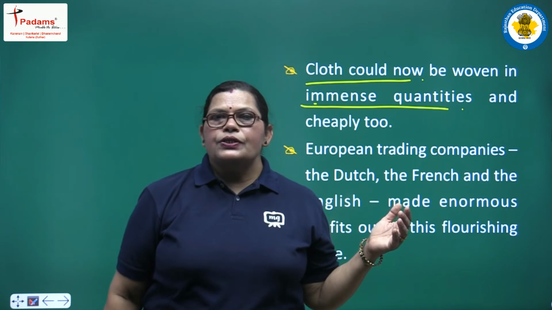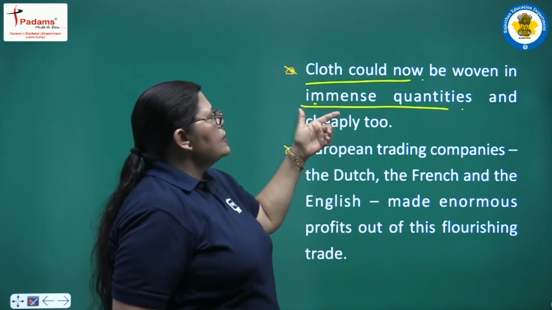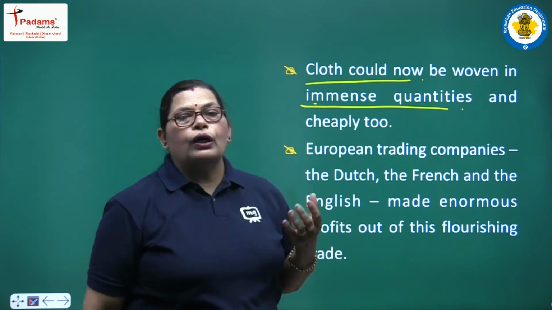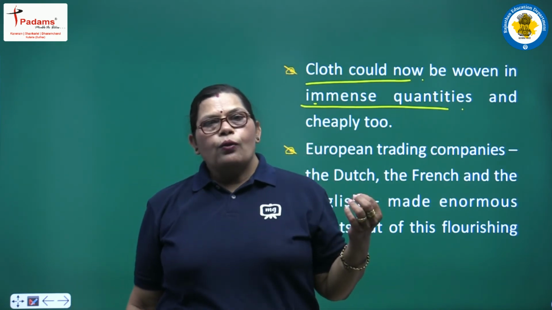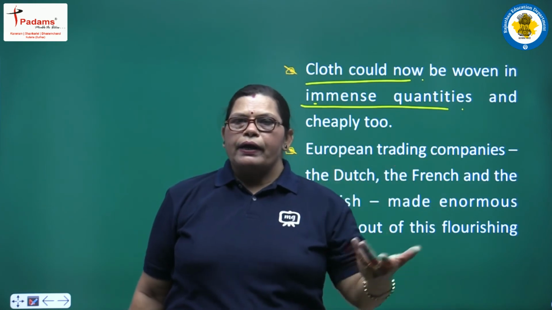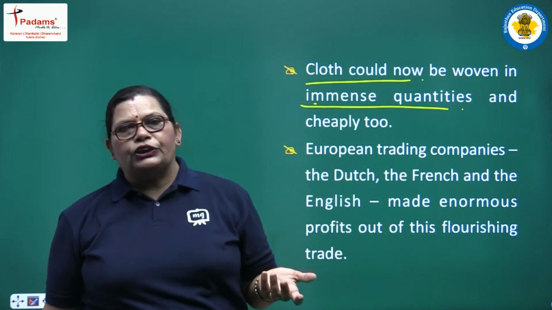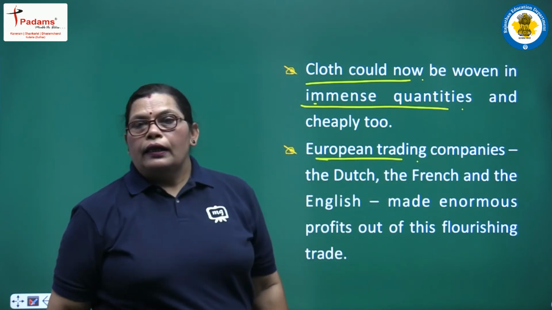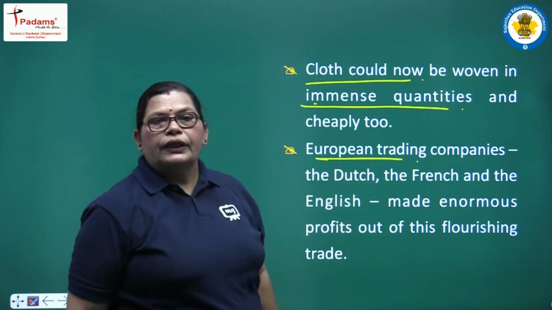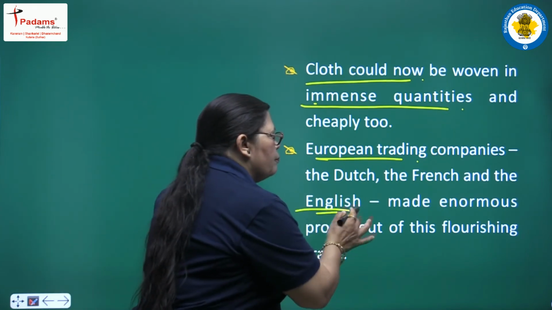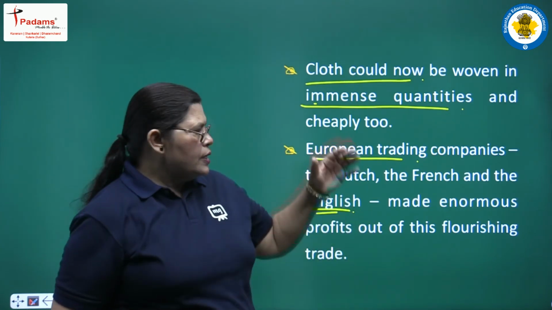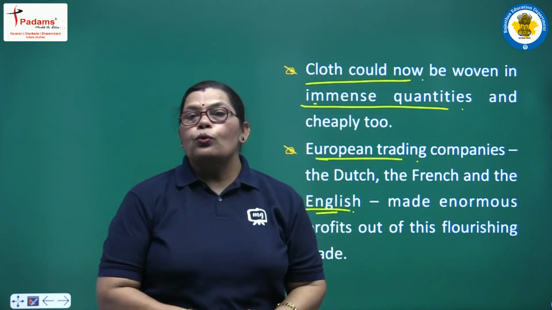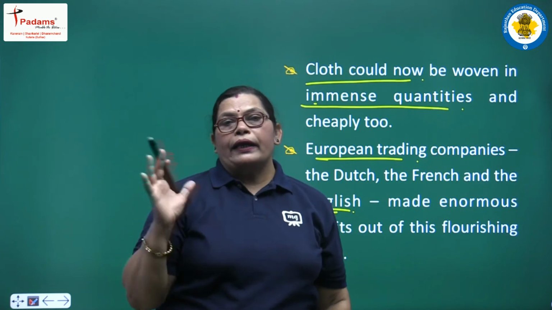After the mechanization, what happened, students? बहुत ज़्यादा मात्रा में, बहुत ज़्यादा क्वांटिटी में और बहुत सस्ती दर पे क्या हुआ? कॉटन टेक्सटाइल का निर्माण होना शुरू हो गया, मैन्युफैक्चरिंग उसका स्टार्ट हो गया. यूरोपियन ट्रेडिंग कंपनीज like the Dutch, the French and the English made enormous profits out of this flourishing trade, because these were the companies who wanted to sell the material.